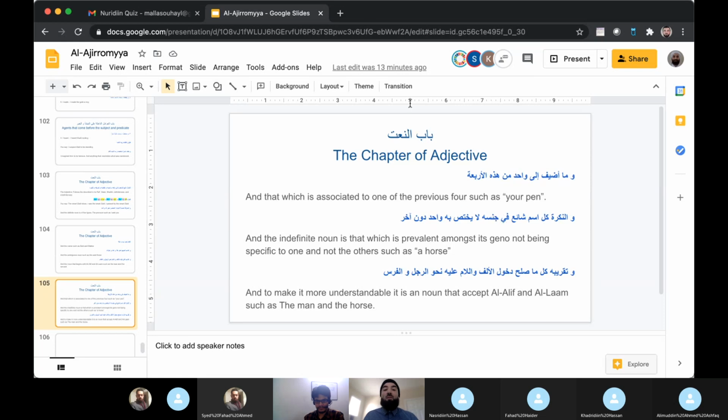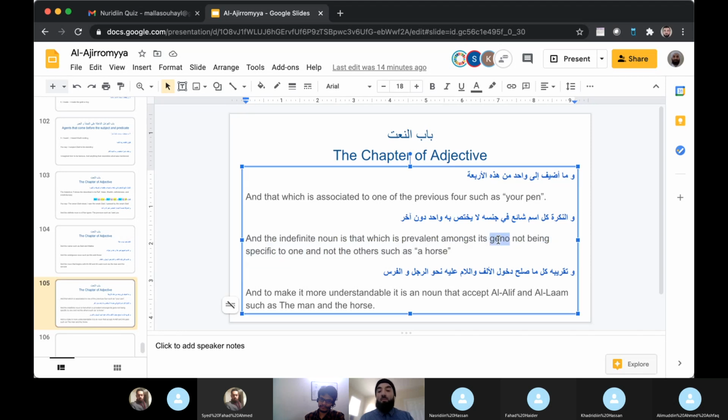I need to get a good translation for jins. For example, the animal would be a jins. Another jins would be plantation. I'm going to translate this as type.